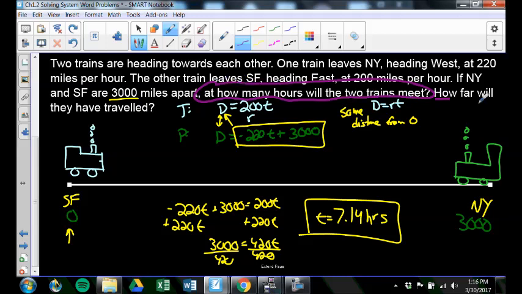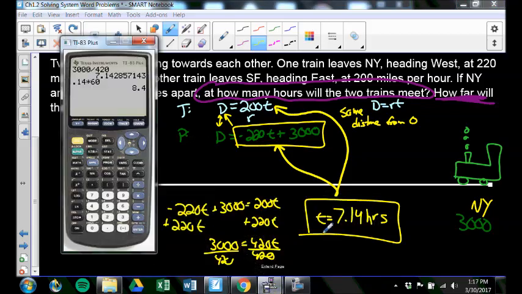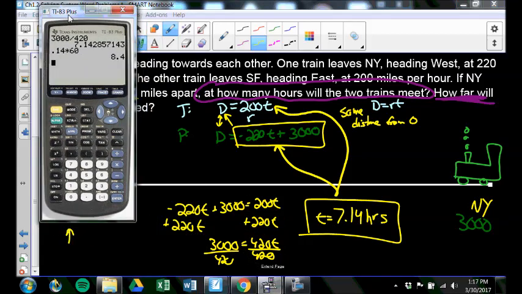We've also got to answer this part. How far will they have gone? So I'll take this 7.14 and plug it in for this t and plug it in for this t. Thomas is not going to travel as far as Percy because Percy is going faster. They're going to meet closer to Thomas than they are to Percy, closer to San Francisco than New York. So I'll do 200 times 7.14, which is 1428.